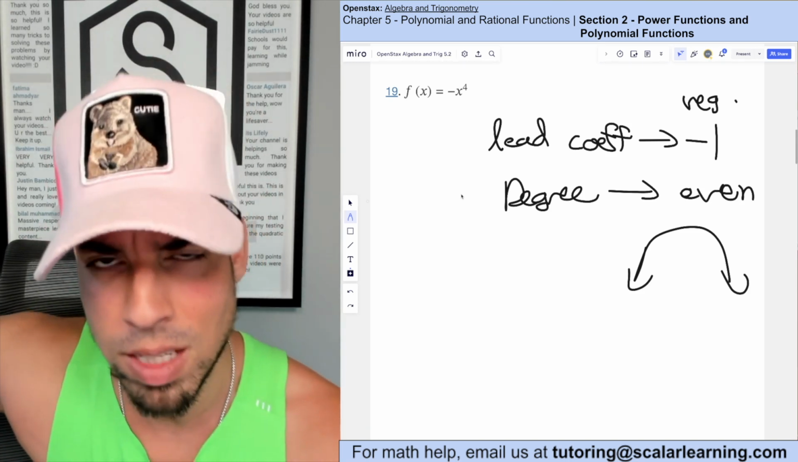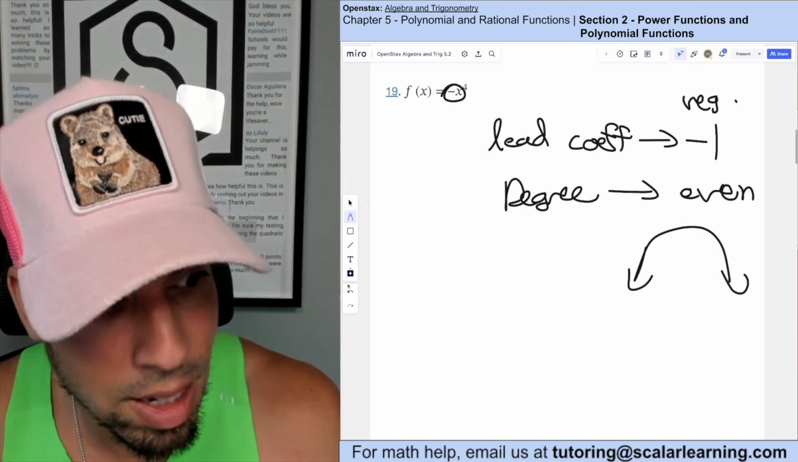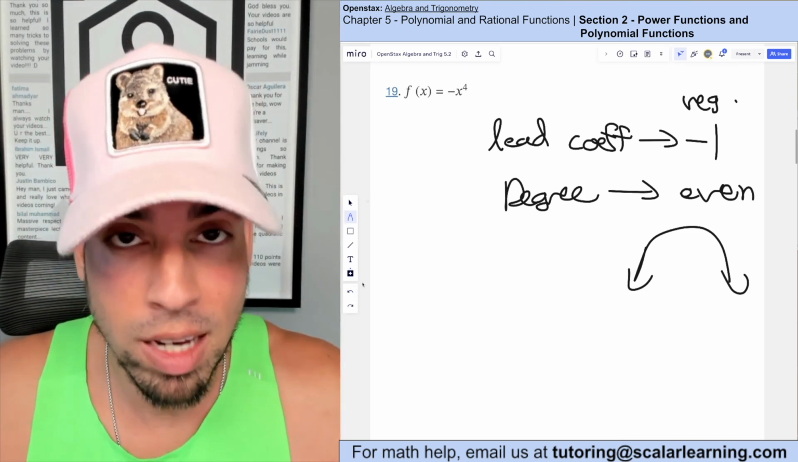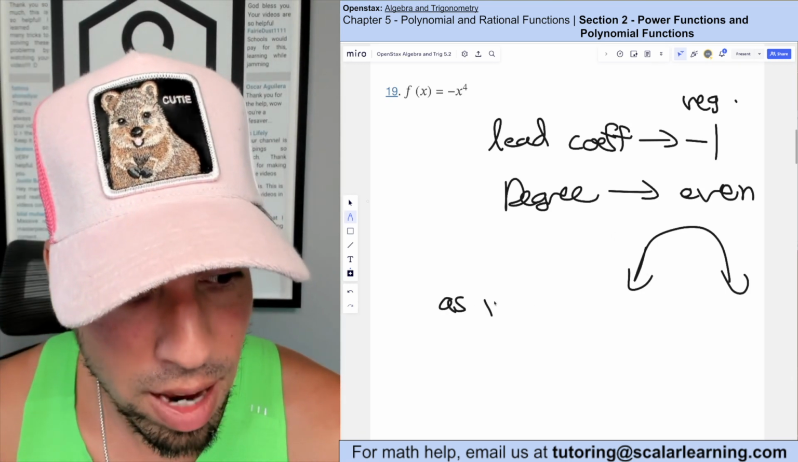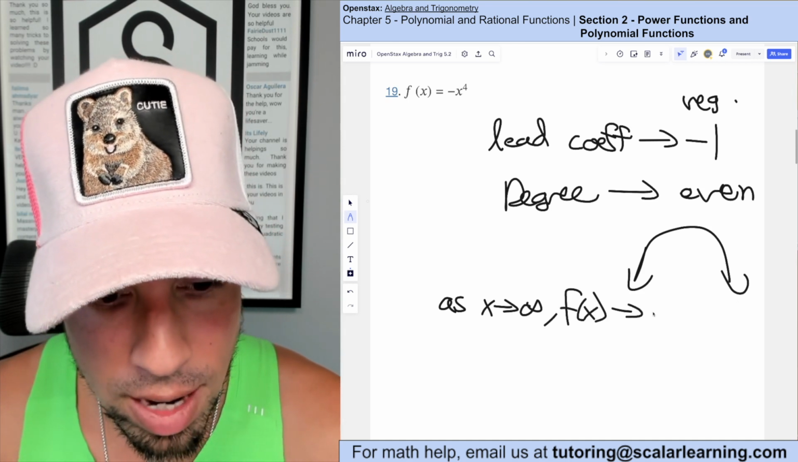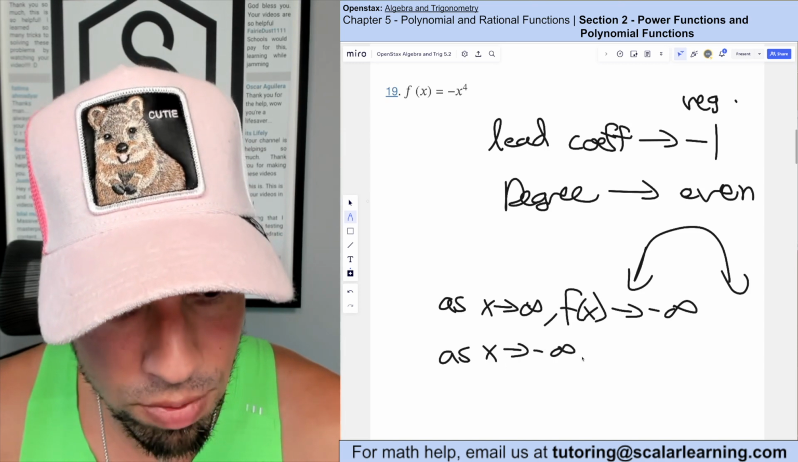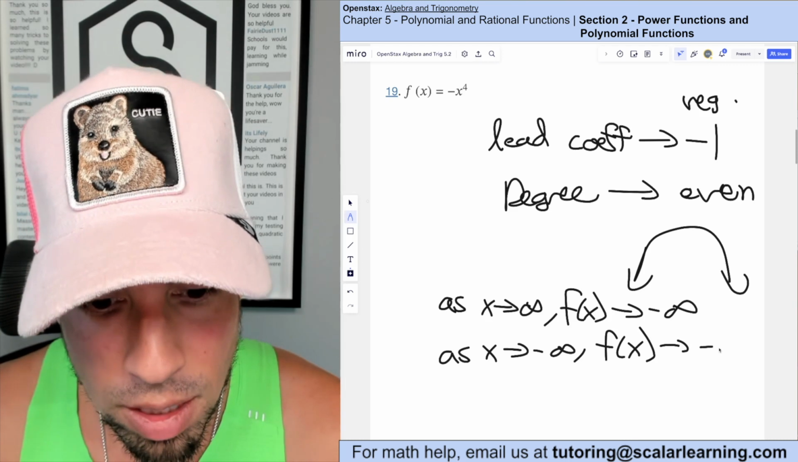Negative times negative times negative times negative, positive. So it's going to be a big positive value, but then you're tagging it at the end with the negative, which makes it, again, these really super negative numbers. So that's how we can verify the down. And then what we can say is as x approaches infinity, the function approaches negative infinity. Likewise, as x approaches negative infinity, the function, as we just mentioned, also again approaches negative infinity.